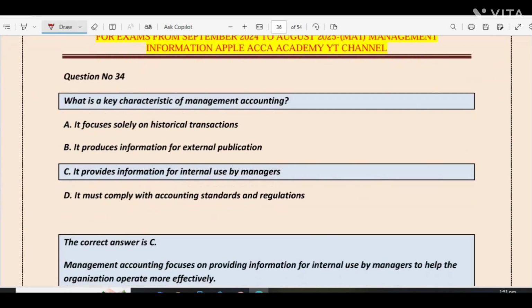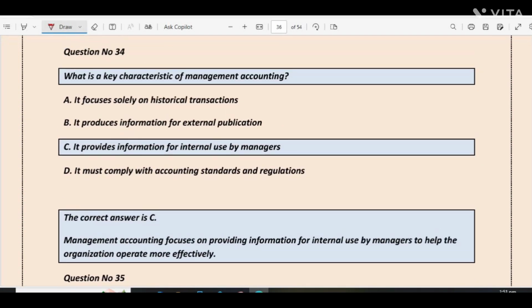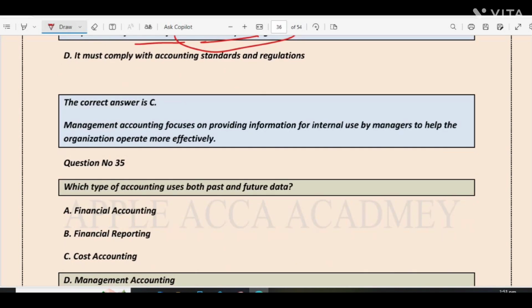34: the MCQ is related to the characteristics of management accounting, and that is it provides information for internal users, by the manager. So this is one of the characteristics of management accounting, that they are providing information to the internal user, that is the manager. Management accounting focuses on providing information for internal users, by managers, to help the organization work more effectively.